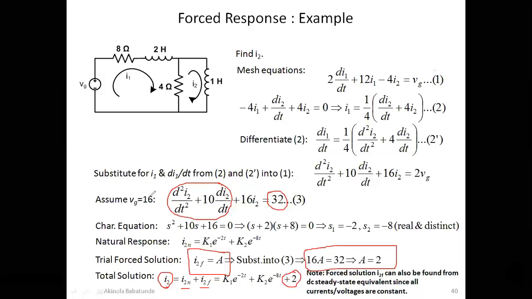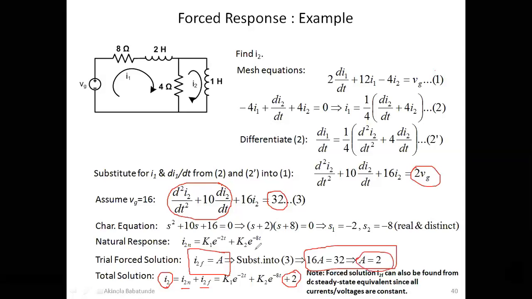What you will notice here is if you had chosen your Vg to be any other value, like 12, then 2 Vg becomes 24. So you will have a situation where 16A equals 24, and your A will be 32 over 24, and that's what you would obtain here.